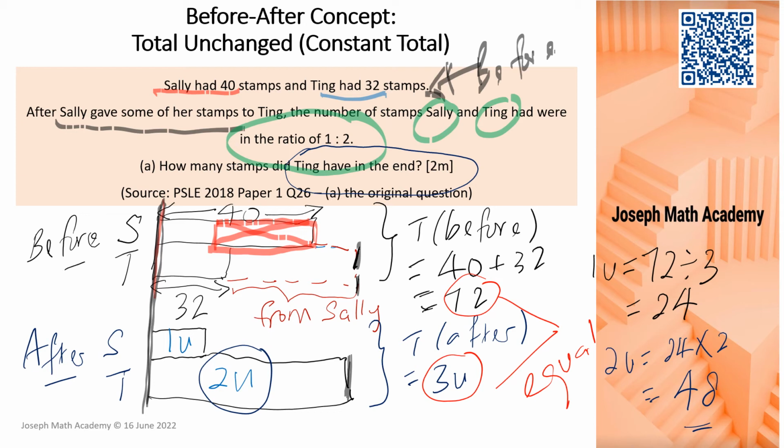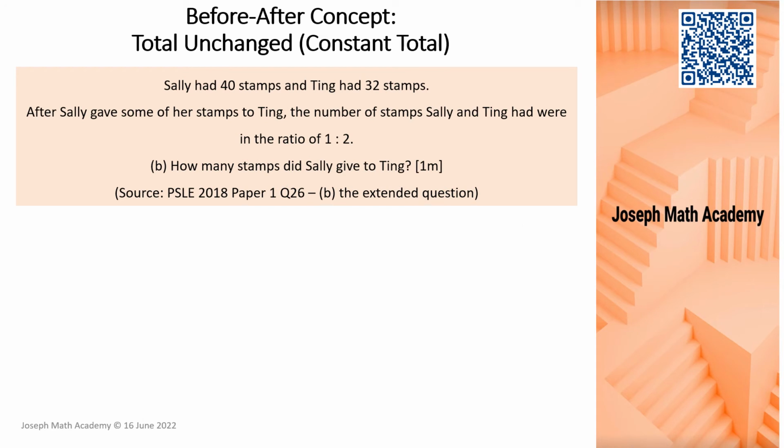Okay, I have extended the original question to get a part B, question part B. All right, so let me show you in my next slide. So in the previous slide, the first answer for part A is Ting had 48 stamps in the end. Now, how many stamps did Sally give to Ting? As shown in this question here.